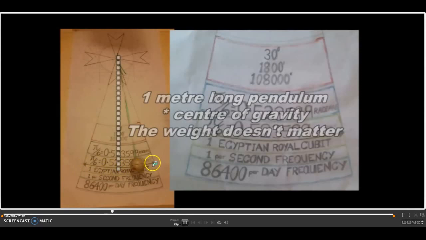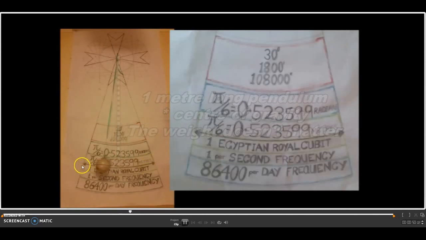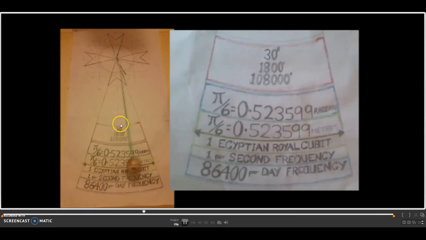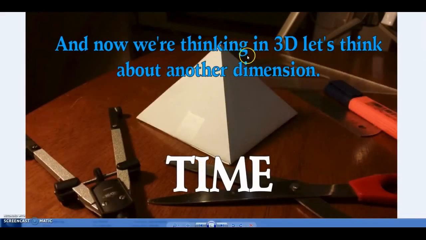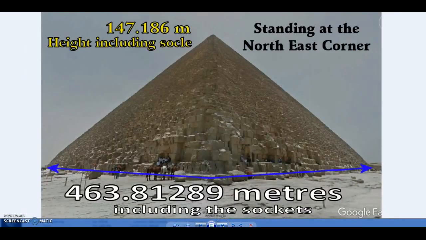And this 30 degrees, which has been for a long time the basis, if you swing a pendulum within this 30 degrees, what you get is a 1 second timing based on a 1 meter pendulum, which gives us an arc of exactly 1 Egyptian Royal Cubit as described by the Great Pyramid. So we have the second, the cubit, and the meter all coming together. Why is that important? Well, we need to consider the dimension of time, and there are 86,400 seconds per day.